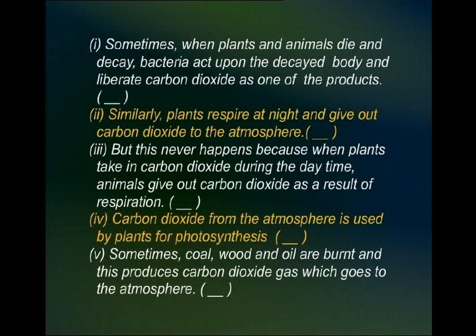Sentence number three. But this never happens because when plants take in carbon dioxide during the daytime, animals give out carbon dioxide as a result of respiration. Sentence number four. Carbon dioxide from the atmosphere is used by plants for photosynthesis. Sentence five. Sometimes coal, wood, and oil are burnt, and this produces carbon dioxide gas which goes to the atmosphere.